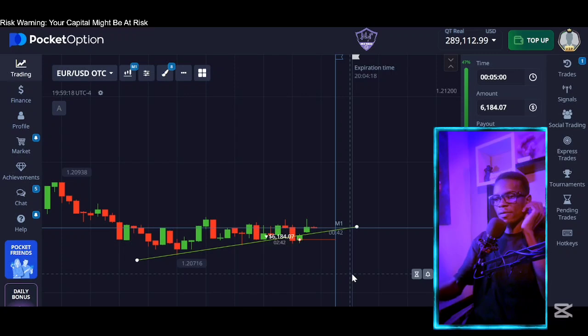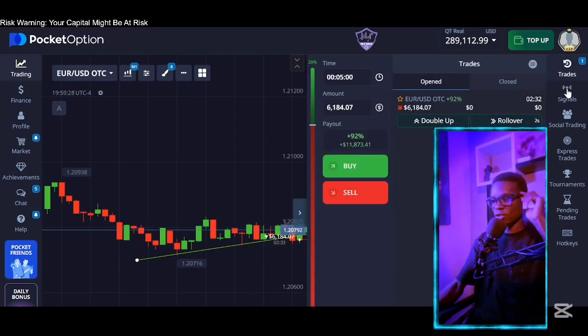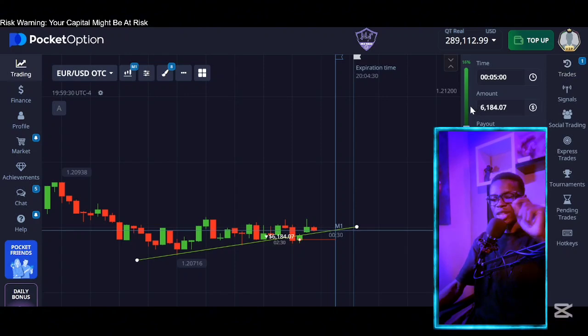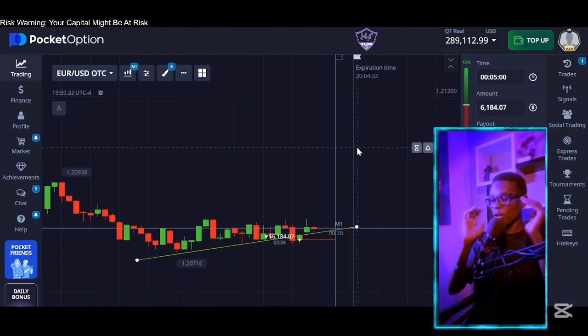So today we have a very beautiful live trade running. We have less than 3 minutes for this trade to run out, and of course I'm going to explain everything about this live operation so you can learn and also apply the same when you trade.